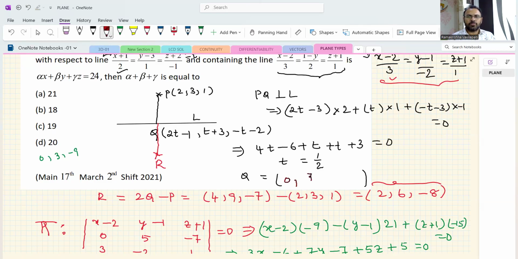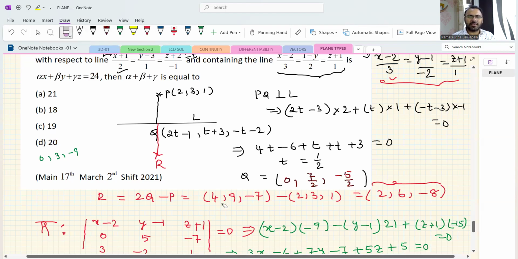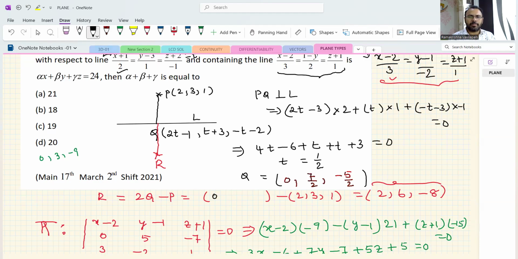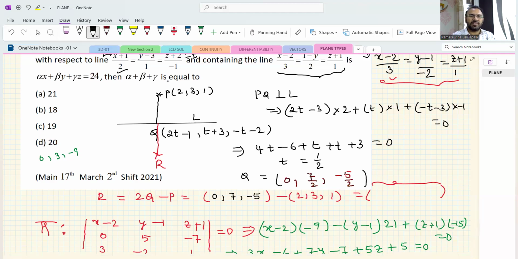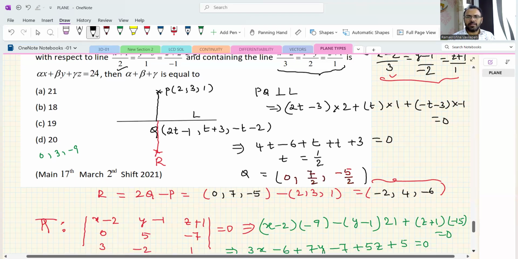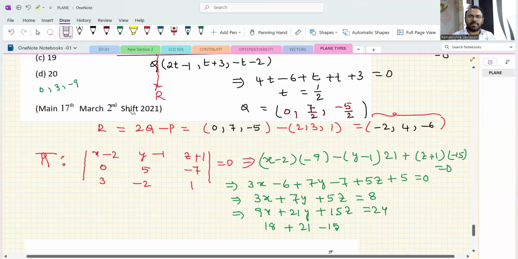You will get 7 by 2. And substitute t equal to half here. You will get minus 5 by 2. Well, the same we will write here: the coordinates 2Q is nothing but multiply by 2, 0, 7 and minus 5, and subtract that P point, you will get minus 2, 4 and minus 6. This is the point. So accordingly, these will be changes.